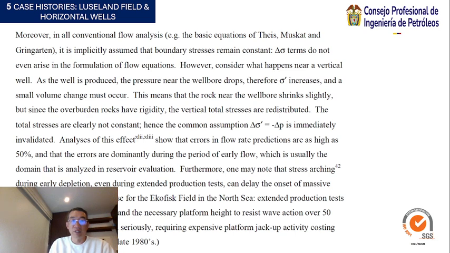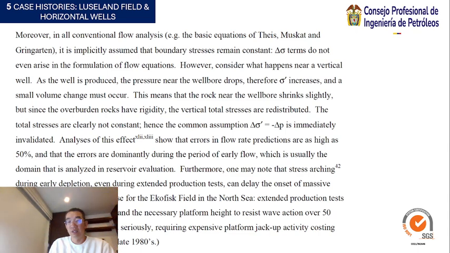invalidated. Analysis of this effect shows that errors in flow rate predictions are as high as 50%, and that the errors are dominantly during the period of early flow, which is usually the domain that is analyzed in the reservoir evaluation.